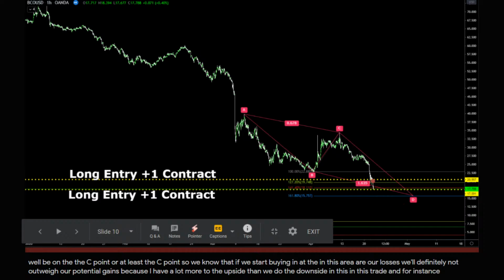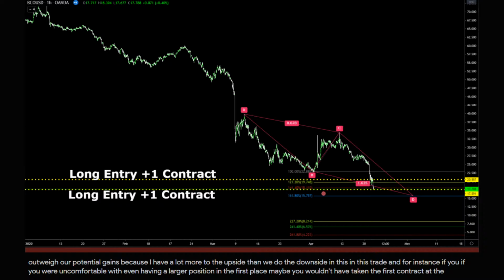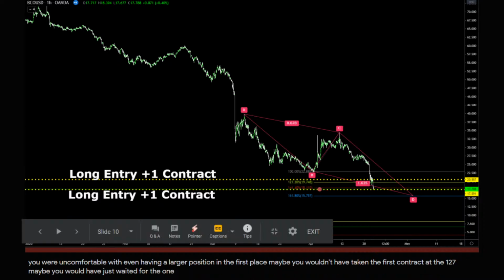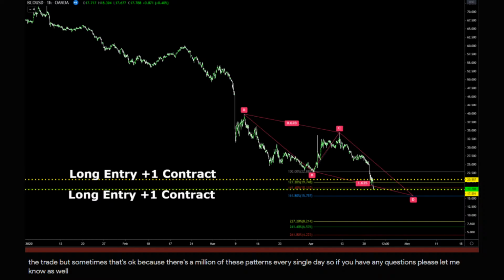And for instance, if you were uncomfortable with even having a larger position in the first place, maybe you wouldn't have taken the first contract at the 127. Maybe you would have just waited for the 141, or even less risky, you could wait for the 161. But that might mean that you risk missing the trade. But sometimes that's okay, because there's a million of these patterns every single day. So I hope everyone's following along there. If you have any questions, please let me know as well.